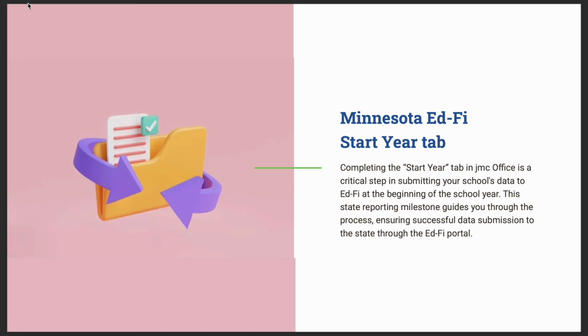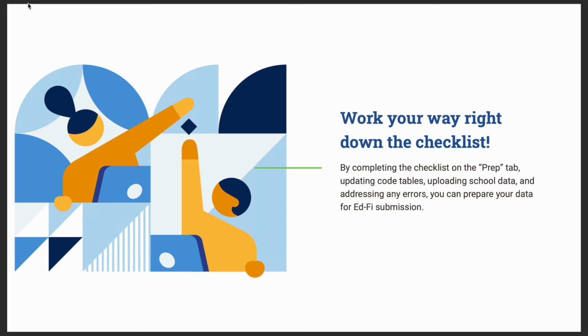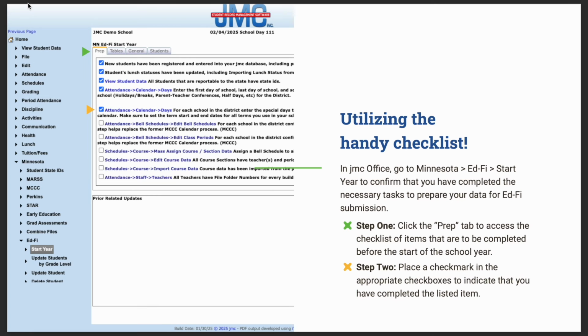So this state reporting milestone guides you through the process, ensuring successful data submission to the state through the EdFi portal. By completing the checklist on the Prep tab, updating code tables, uploading school data, and addressing any errors, you can prepare your state for EdFi submissions.